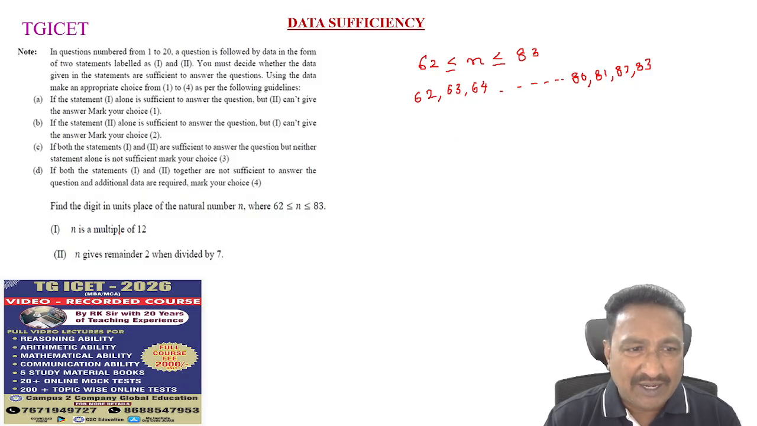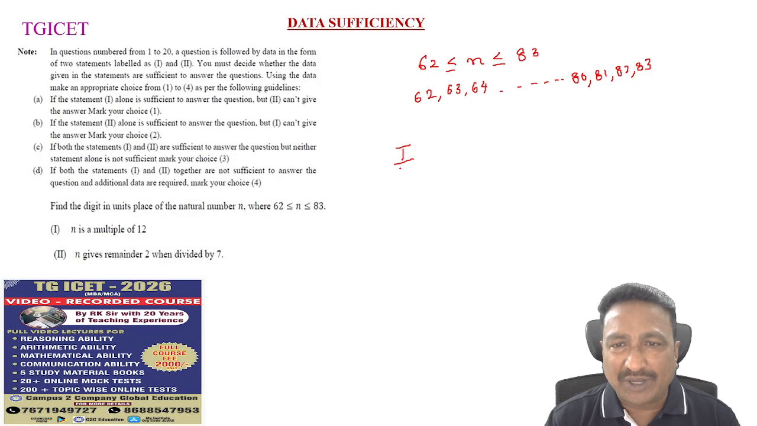Right, students? Now look at the first statement. n is a multiple of 12. So n is a multiple of 12 means we have to remember the 12 table. So 12 fives are how much? 60. 12 sixes are 72 and 12 sevens are 84. So according to the first statement, n is a multiple of 12 means we can get values like 60, 72, 84. 60 will not come in this range, so we can eliminate 60, and 84 will not come in this range, so we can eliminate 84.